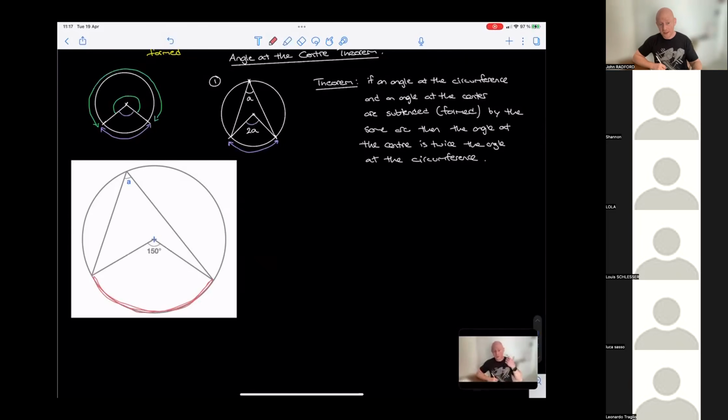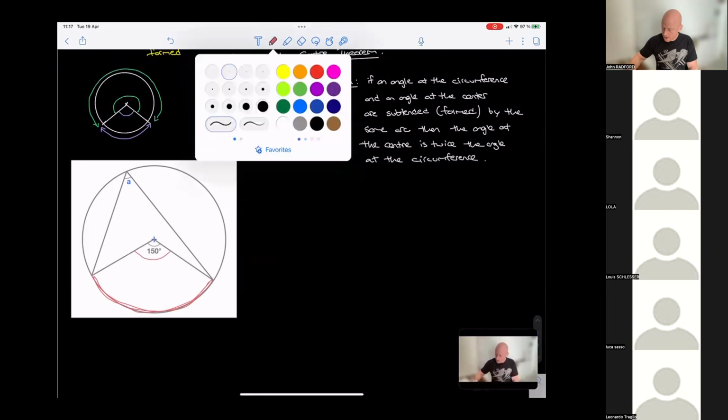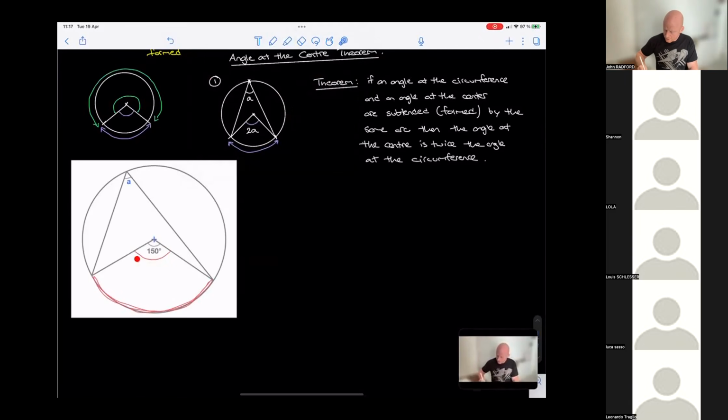Once I've identified that arc, I now ask myself, which angle at the center is that arc forming? And I'm sure you can tell it's this one here, 150. So what this theorem allows us to state is that the angle at the center is twice the angle at the circumference. In other words, I can quickly just state, all right, well, 150 has to be equal to 2 times A. Solving that quickly by dividing both sides by 2, that leads us to 75, and that's 75 degrees equals A. In other words, A is equal to 75 degrees. Okay.